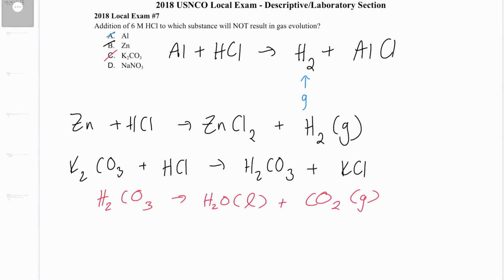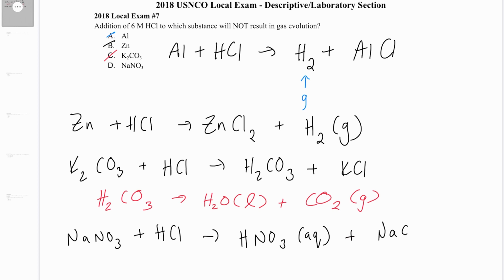So we have NaNO3 reacting with hydrochloric acid. This is a double displacement reaction, so you have HNO3, nitric acid, which is aqueous, and sodium chloride, NaCl, which is also aqueous. Therefore, you don't have some sort of gas evolving, so our answer here is D. Let's go to question 8.